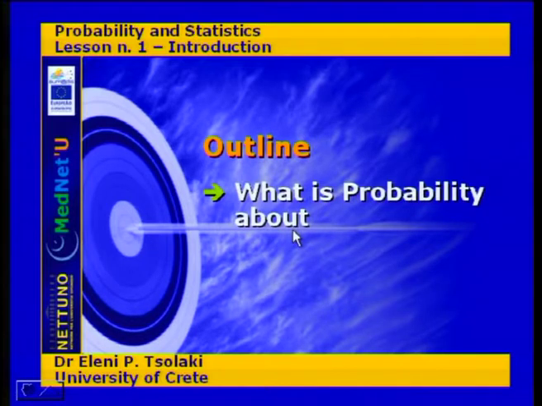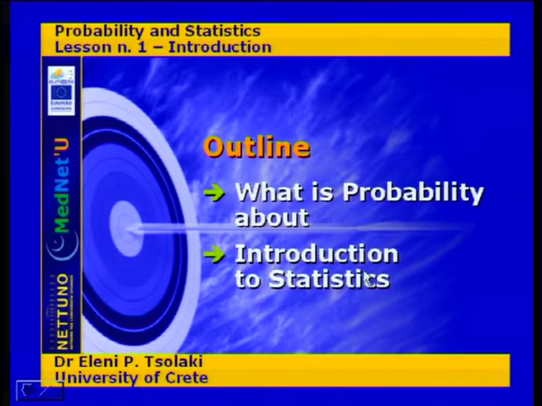So, in this lesson, first of all, we are going to see what probability is about. What, in other words, does probability deal with? When can one use probabilities, and why do we need probability? Also, we're going to see what statistics is about. Why do we need statistics? Why should somebody study statistics? Also, we are going to see how probability and statistics are related, and why we study these courses together.